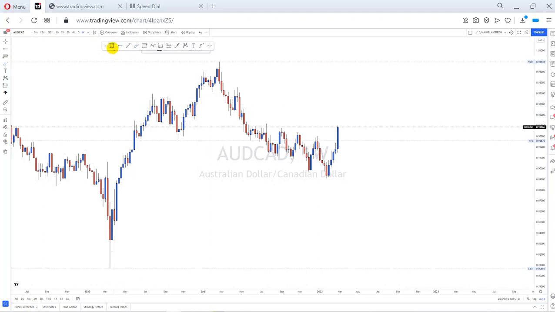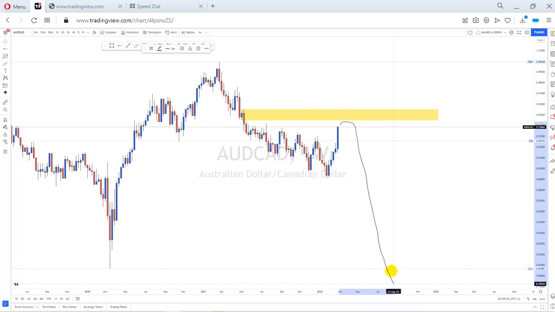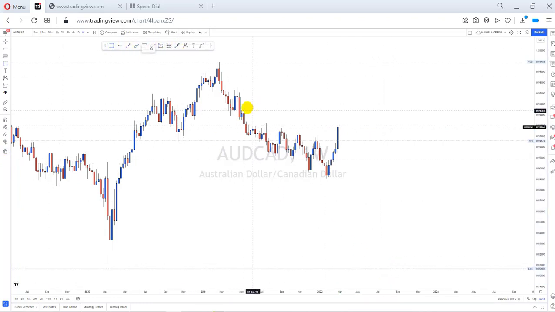So I'm gonna be using this one here. The continuation pattern is this one here. So I'm anticipating the market is gonna reach this level, and then they're gonna continue with their movement down like this, maybe towards this level. I don't know. So let's analyze this one daily.